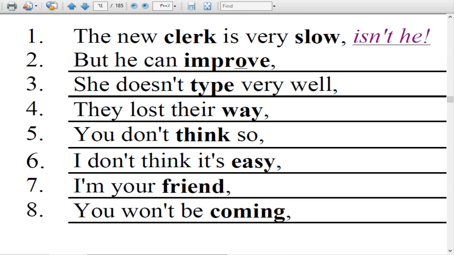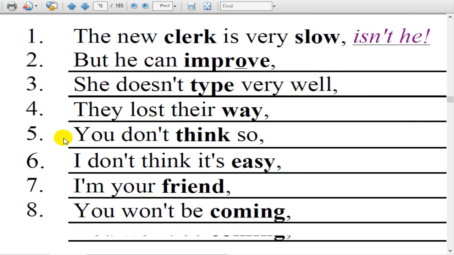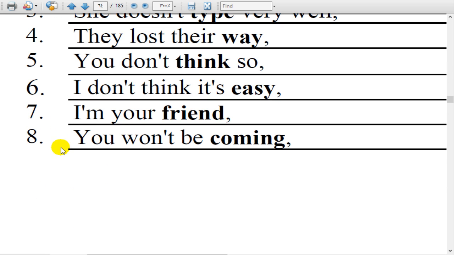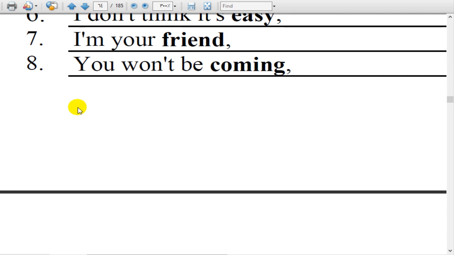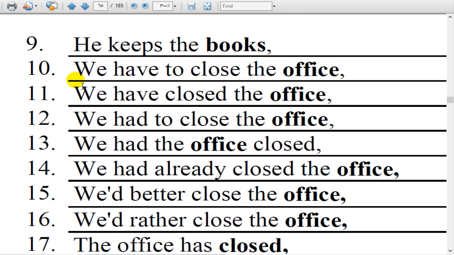1. The new clerk is very slow, isn't he? 2. But he can improve, can he? 3. She doesn't type very well, does she? 4. They lost their way, didn't they? 5. You don't think so, do you? 6. I don't think it's easy, is it? 7. I'm your friend, aren't I? 8. You won't be coming, will you? 9. He keeps the books, doesn't he? 10. We have to close the office, don't we?